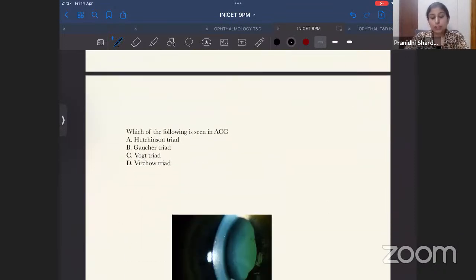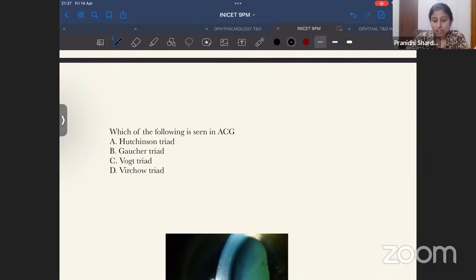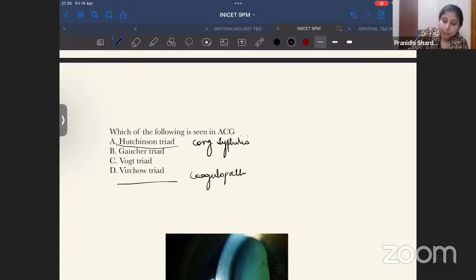Next: which of the following is seen in acute angle closure glaucoma? Hutchinson triad, Gotcher triad, Bogged triad, Virchow triad. So these are the triads we are asked about in angle closure glaucoma. We know that Virchow triad and Hutchinson triad are studied in pathology and medicine. Hutchinson triad is seen in congenital syphilis. Virchow triad is seen in coagulopathies.